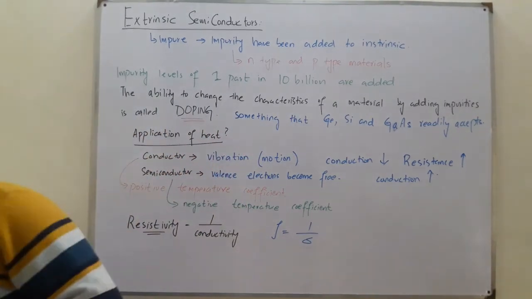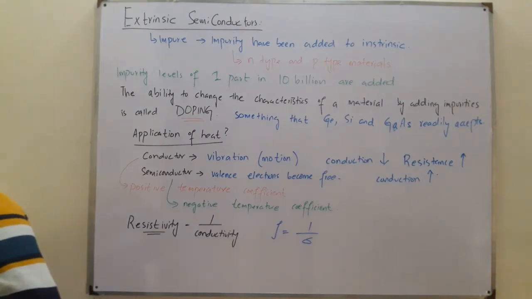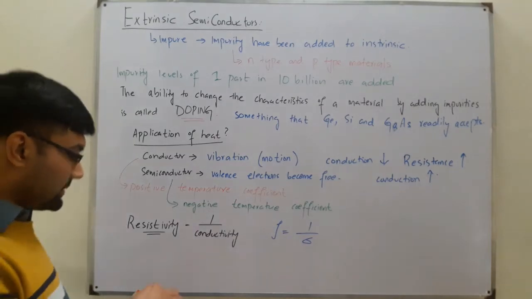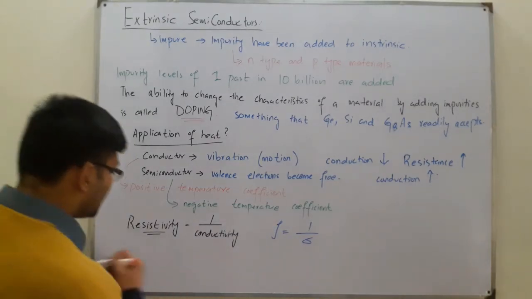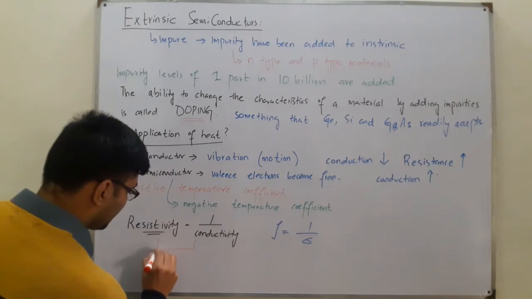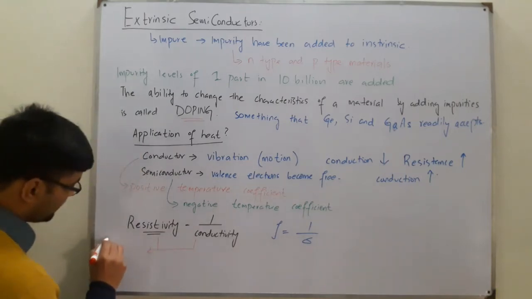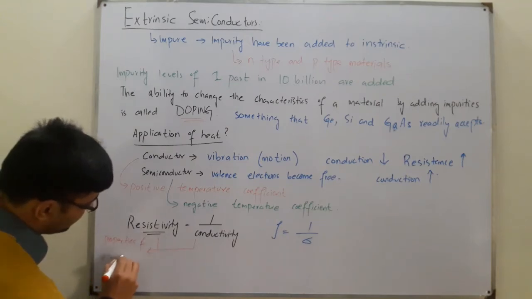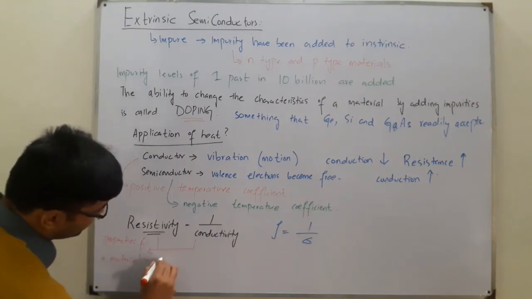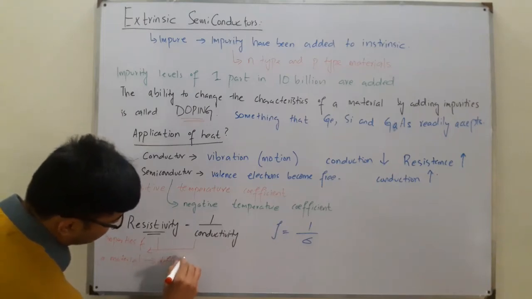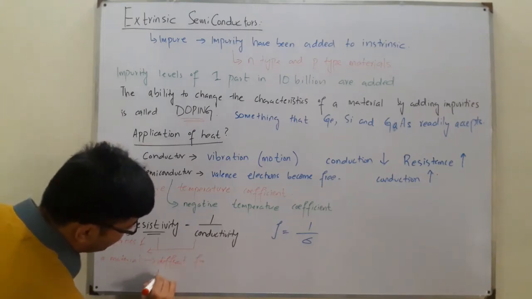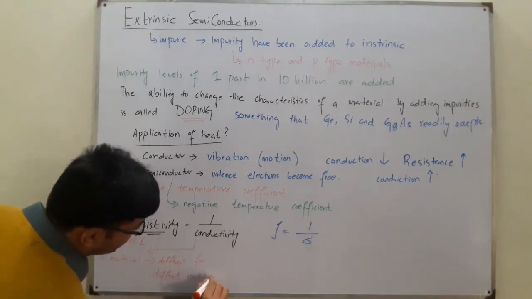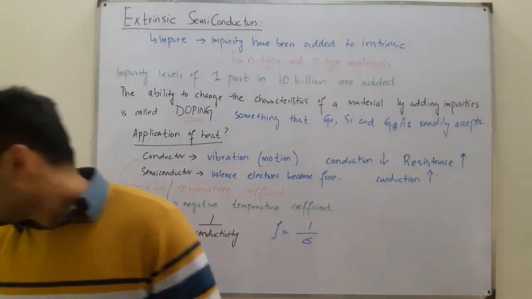Yes, okay, so I've written over here, and this resistivity and conductivity, these are both properties of a material, different for each material. These are properties of a material, which means different for different materials, right? Is that fine?